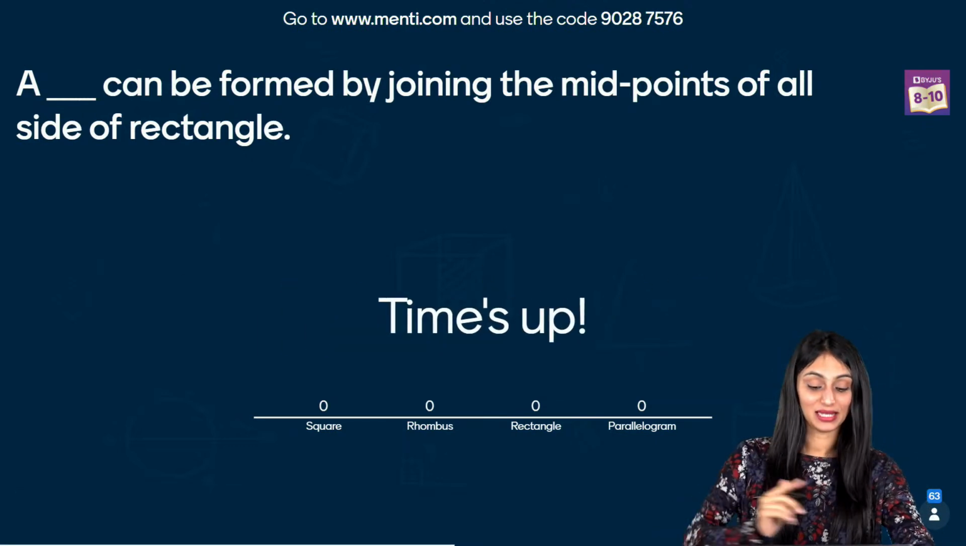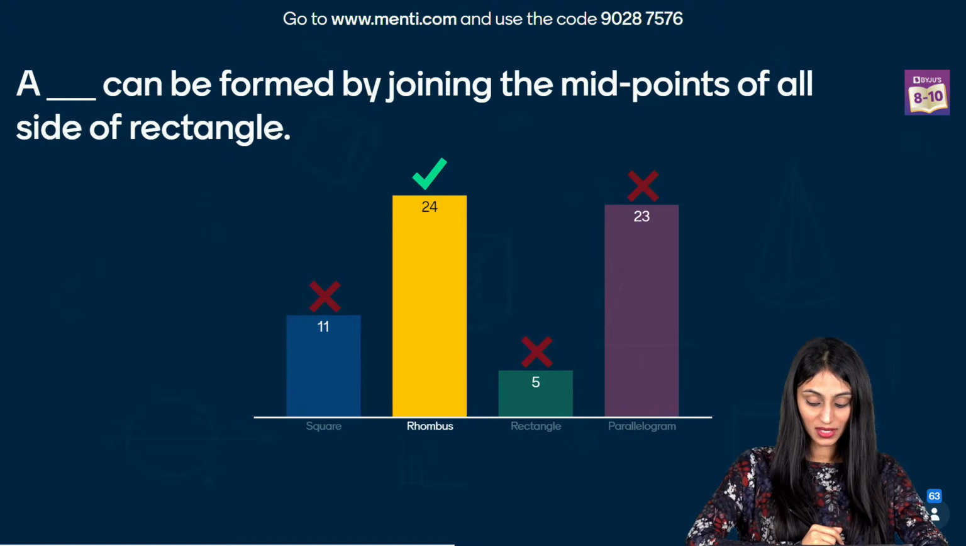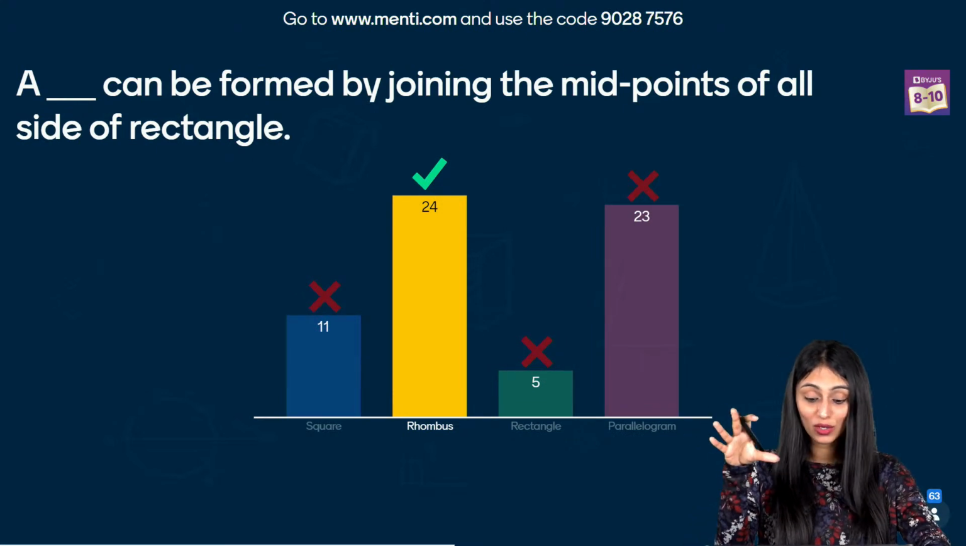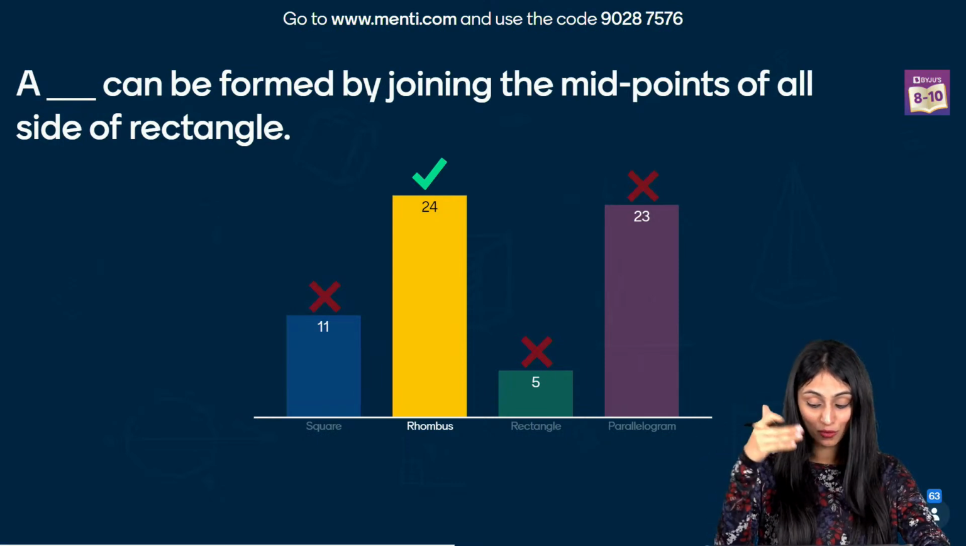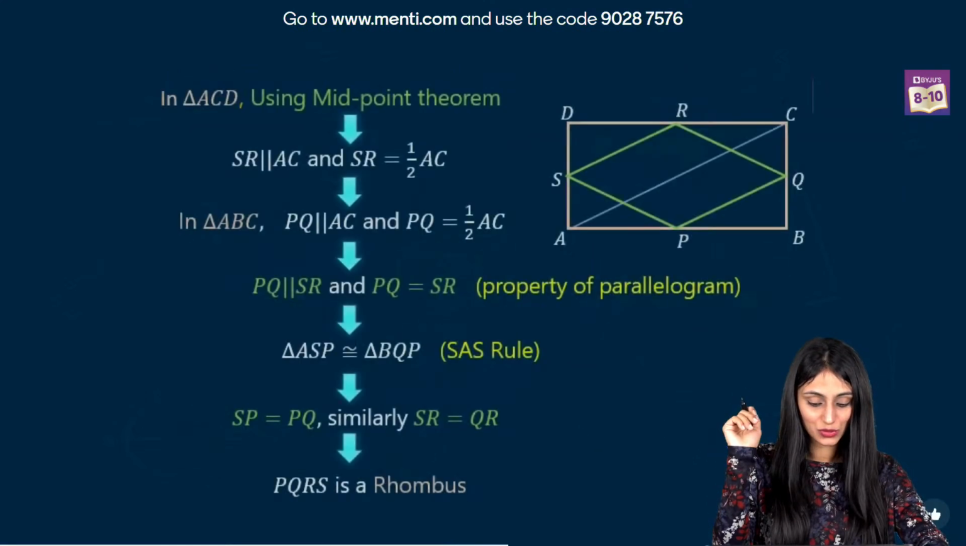Alright, so your time is up. Let's check what the correct answer is. Oh my god. Some are saying it's rhombus, some are saying it's parallelogram. I would say, almost equal number of students are in favor of rhombus and parallelogram. Still, some are saying square and rectangle also. Let's see what the correct solution is.